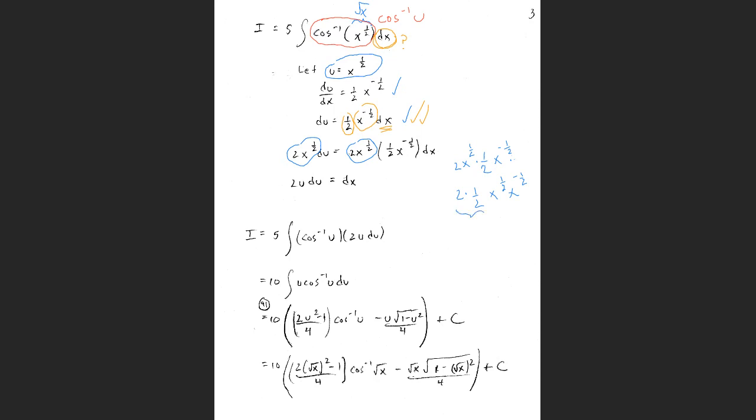Well, 2 times 1/2 is 1. x to the half power times x to the negative half power is x to the 0th power, because that's 1/2 plus a negative 1/2. And x to the 0th power equals 1. And so you get dx equals 2u du. That's going to be what dx is. dx is 2u du.